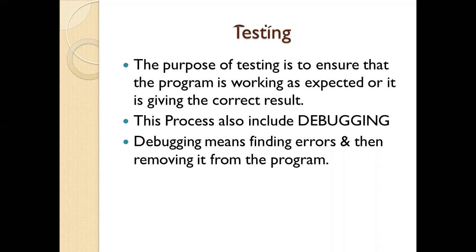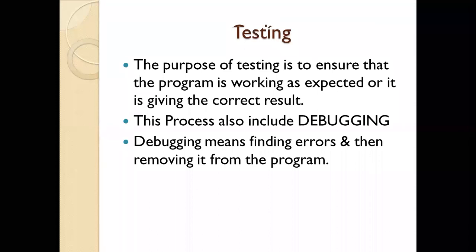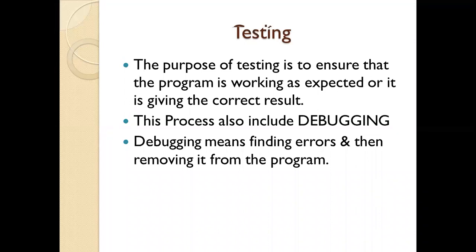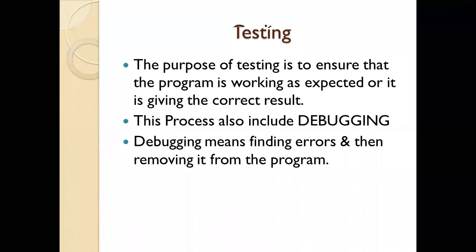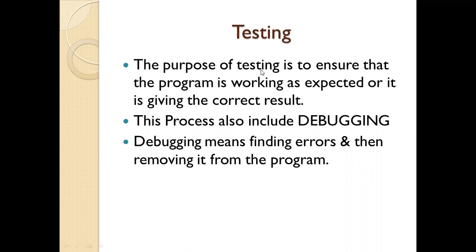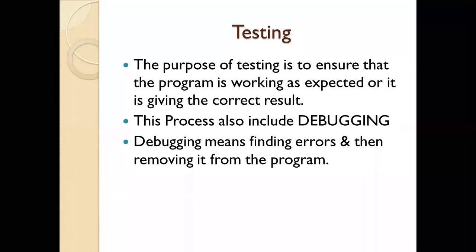And if there is an error, then the process of removing the errors from the software is known as debugging. Debugging means the process of finding out the errors. Suppose I have written a code, and if I'm finding the errors from that code, that process is known as debugging. And I have to also remove those errors from the program. So the complete step of finding the errors and then removing the errors is known as debugging process. Debugging means you are finding the errors in your program.